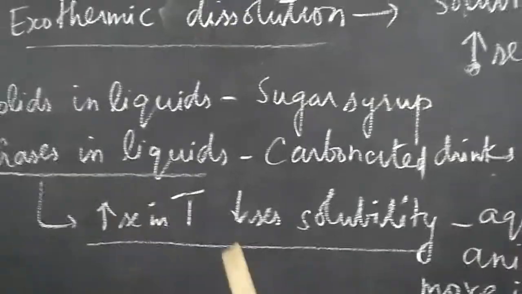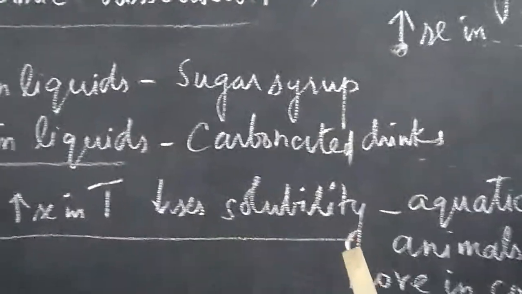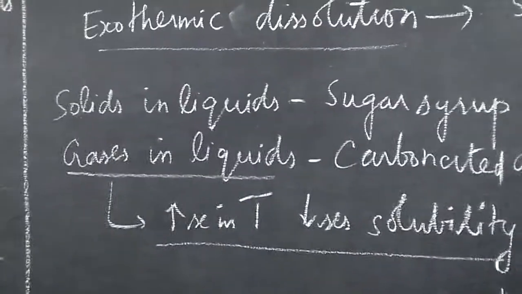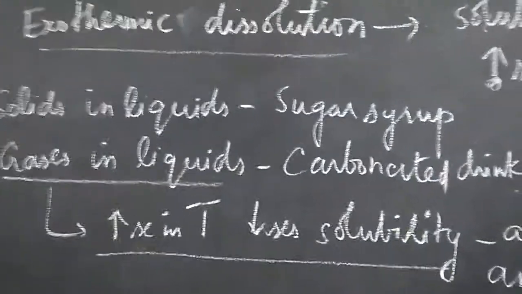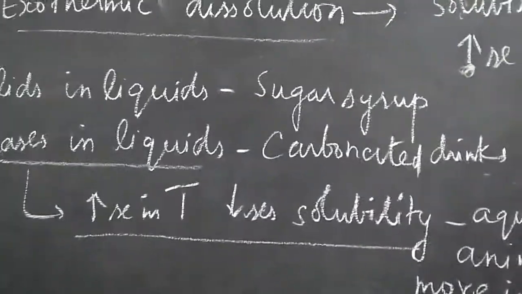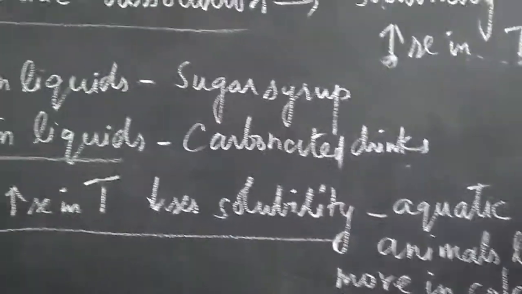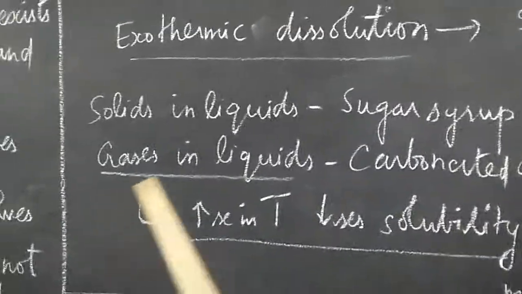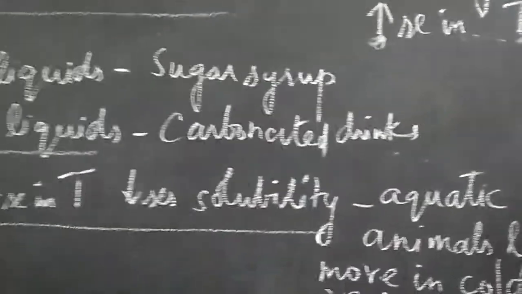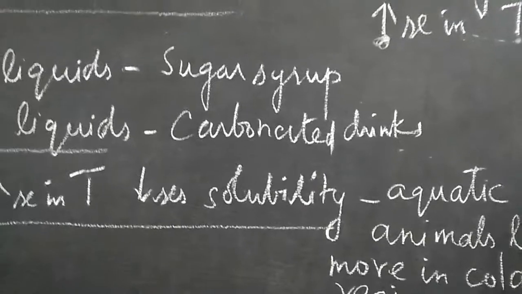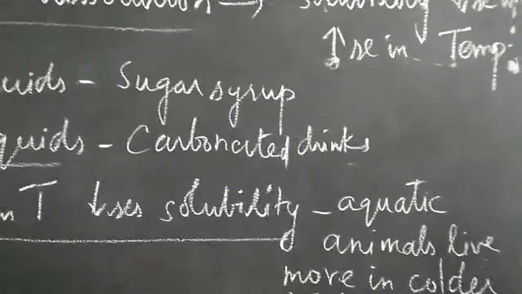So increase in temperature decreases solubility in the case of gas and liquid. For example, I told you, dissolved air present in water. So aquatic animals live more in colder regions. Another gas and liquid example: carbonated drinks, aerated drinks, soda water. When you increase the temperature, the carbon dioxide releases out.